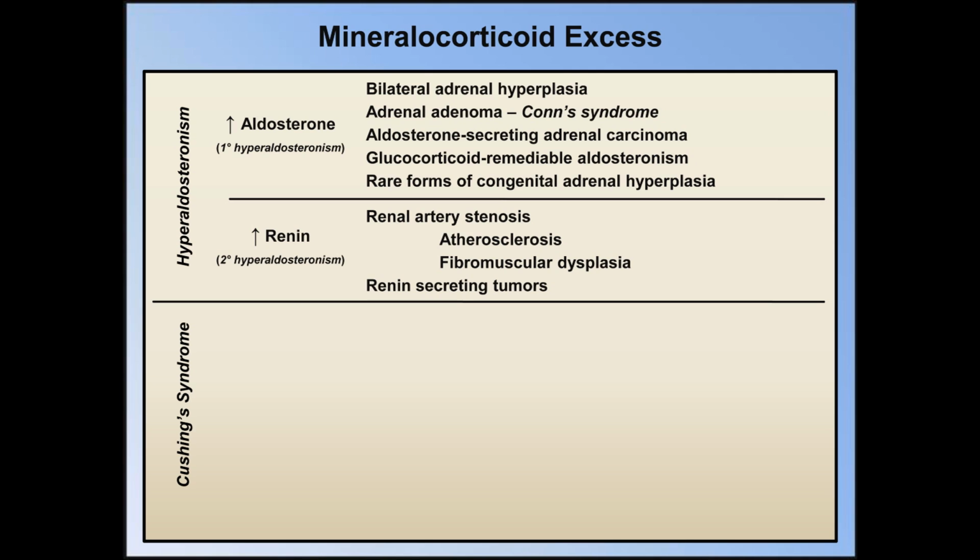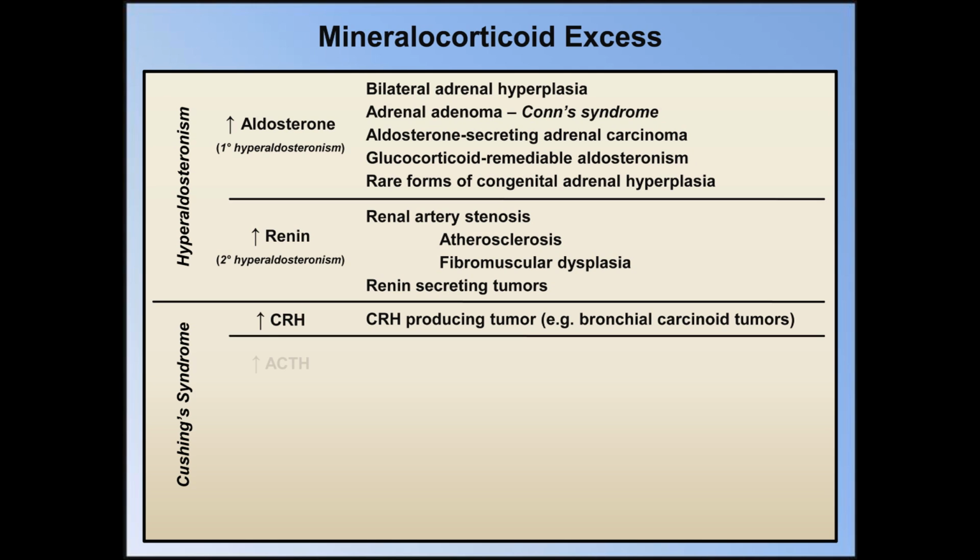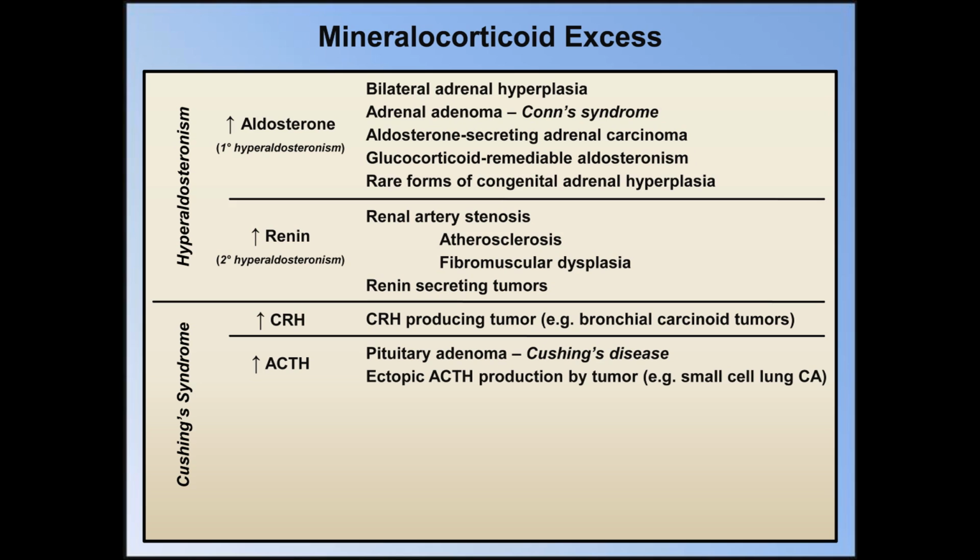Moving on to Cushing's syndrome, this can be caused at any step along the hypothalamic pituitary adrenal axis. So the first cause is an elevated level of CRH, caused by a CRH-producing tumor, which for some reason is best described in bronchial carcinoid tumors, which are quite rare. The next step along the axis is an elevated ACTH. When caused by an ACTH-secreting pituitary adenoma, it's called Cushing's disease. Elevated ACTH can also be caused by ectopic production by a tumor, usually small cell lung cancer.